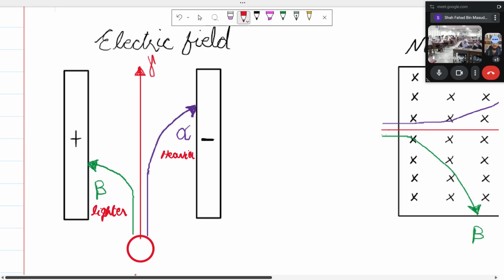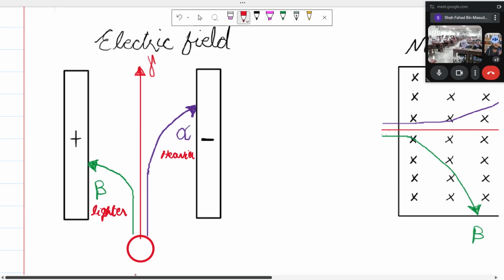So the alpha will basically deflect towards the negative plate. Your beta is going to deflect towards the positive plate, and the gamma will not deflect because it has no charge. Okay. Why is alpha deflected to the negative plate? Because the alpha has a positive charge. Okay. The beta is deflecting to the positive plate because the beta has a negative charge.